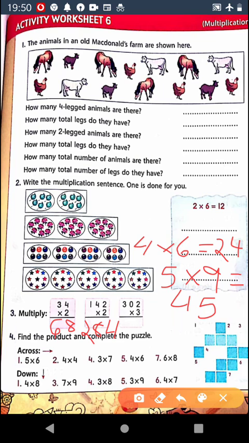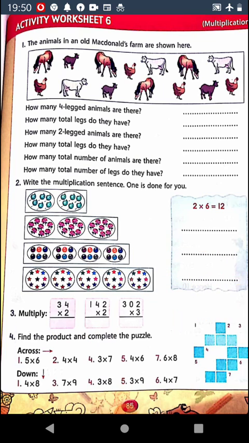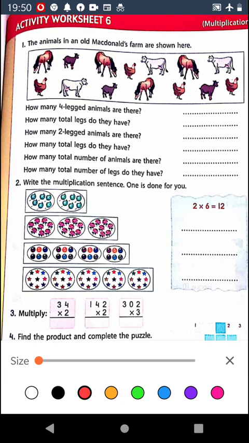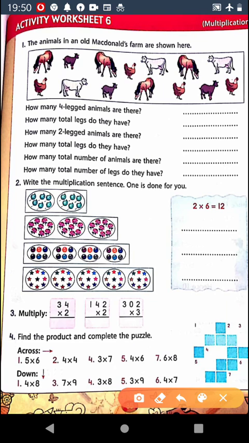Then 302 multiplied by 3. First we multiply the ones, that is 2 into 3 is 6. Then we multiply the tens, that is 0 into 3 is equal to 0. And then we multiply the hundreds, that is 3 into 3 is equal to 9. So 302 into 3 is equal to 906.